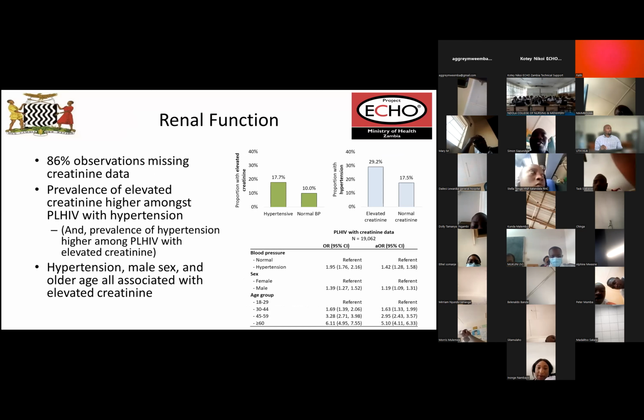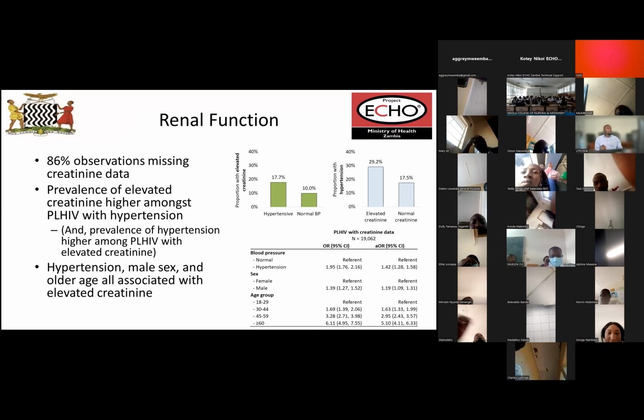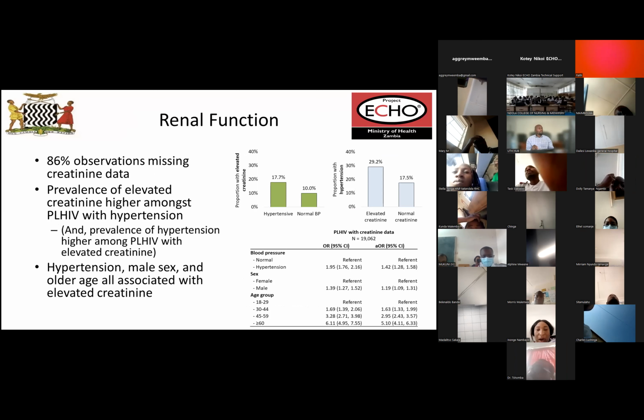Renal dysfunction also. I should mention here that in 86% of the observations, creatinine data was missing, but the prevalence of elevated creatinine was higher among individuals with HIV and hypertension. And just to re-emphasize, hypertension, male sex, and old age were all associated with elevated creatinine, meaning renal dysfunction.